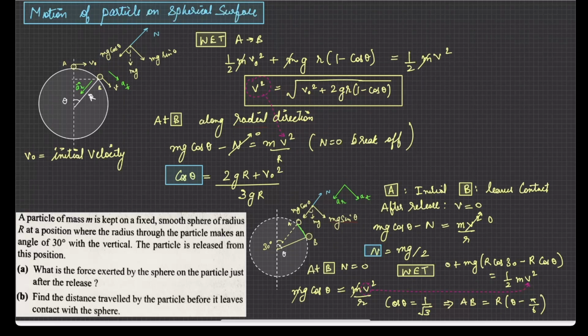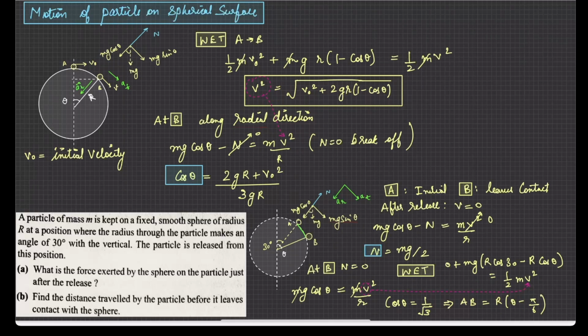So a particle of mass m is kept on a fixed smooth sphere of radius r, ठीक है, at a position where the radius of the particle makes an angle 30 degree with the vertical. So already a particle at 30 degree from the vertical है. The particle is released from the rest. So rest से release किया, so just after the release initial velocity is 0.